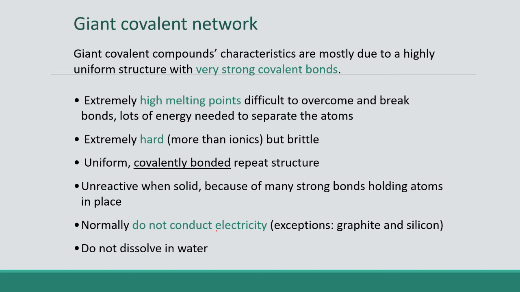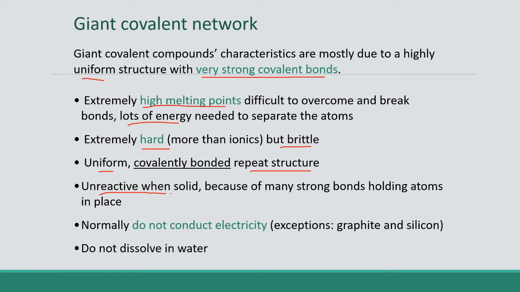So, giant covalent networks' characteristics are mostly due to a highly uniform structure, a lattice structure, and very strong covalent bonds. That means that covalent network compounds and elements have very high melting points, because it is difficult to overcome and break these bonds, and so lots and lots of energy is needed to separate the atoms. They're extremely hard. Diamond is one of the hardest substances known to human beings, but they are brittle. Okay, so they are uniform, covalently bonded, and have a repeating structure.